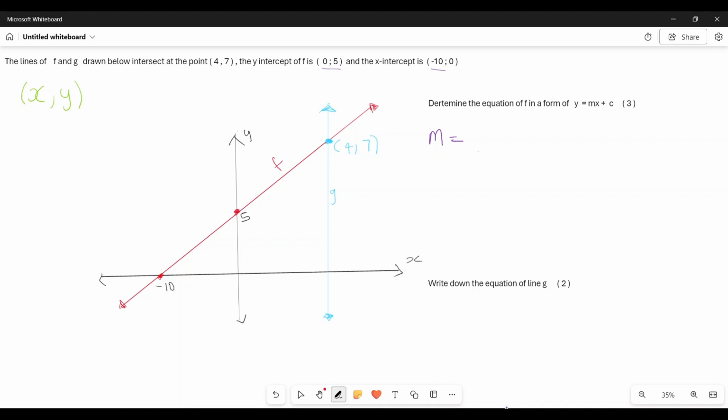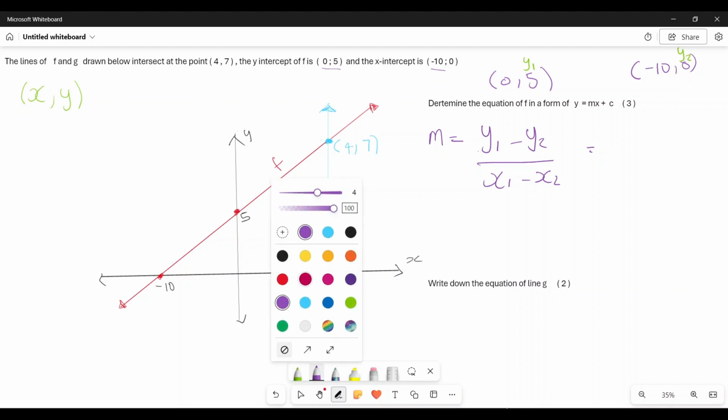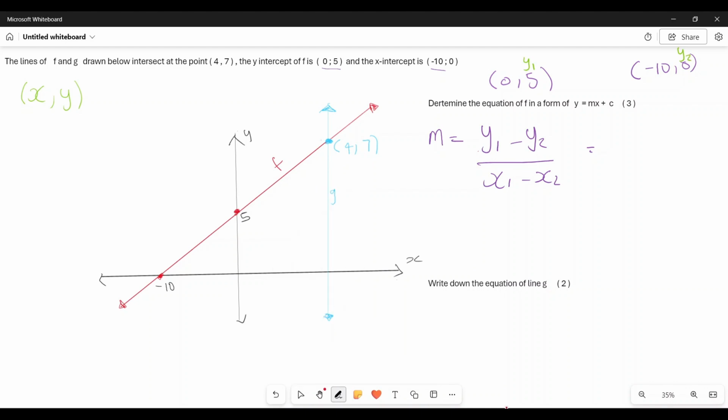So now, using these 2 points, remember, my y-intercept is at (0, 5), and my x-intercept, they told me it's at (-10, 0). Using these 2 points, I'm going to calculate my gradient. So I'm going to say y1 minus y2 all over x1 minus x2. Now, substituting my values, you could make any point y1. So I'm going to make this my y1, and this my y2. On the other hand, this would be my x1, and this would be my x2.